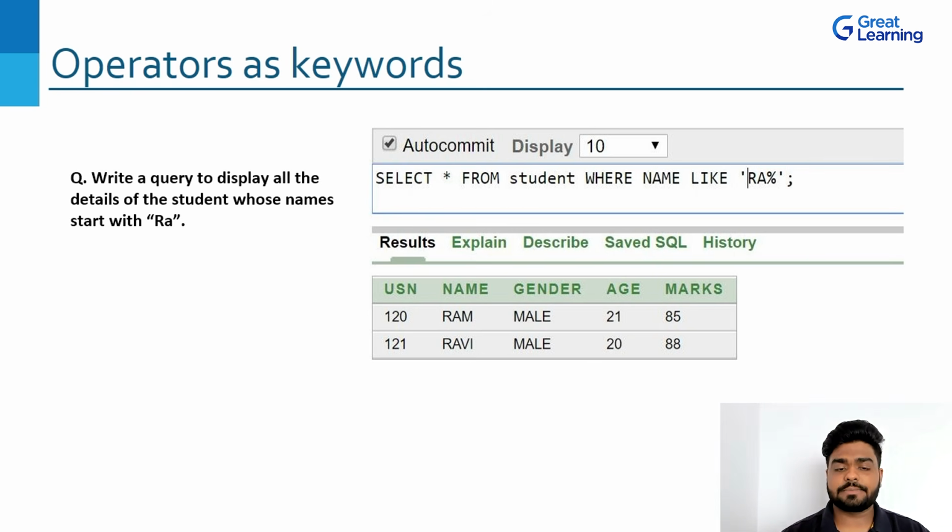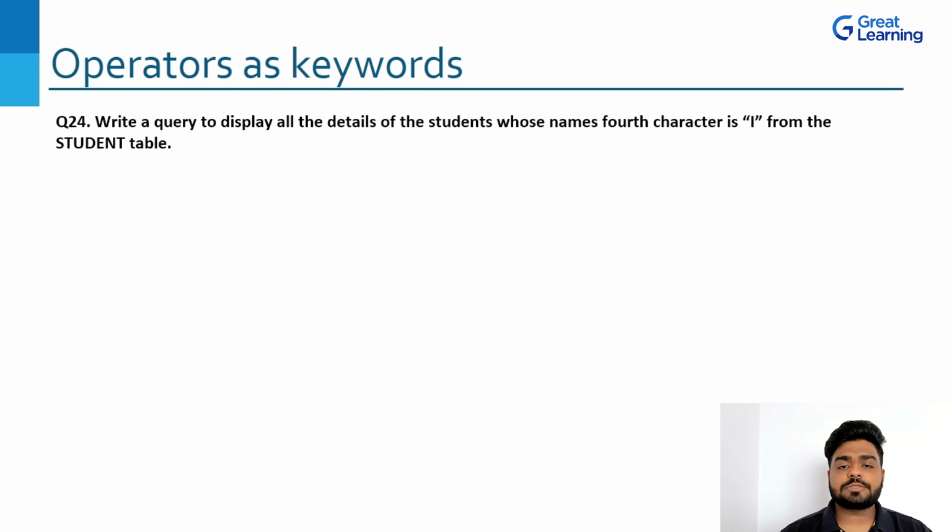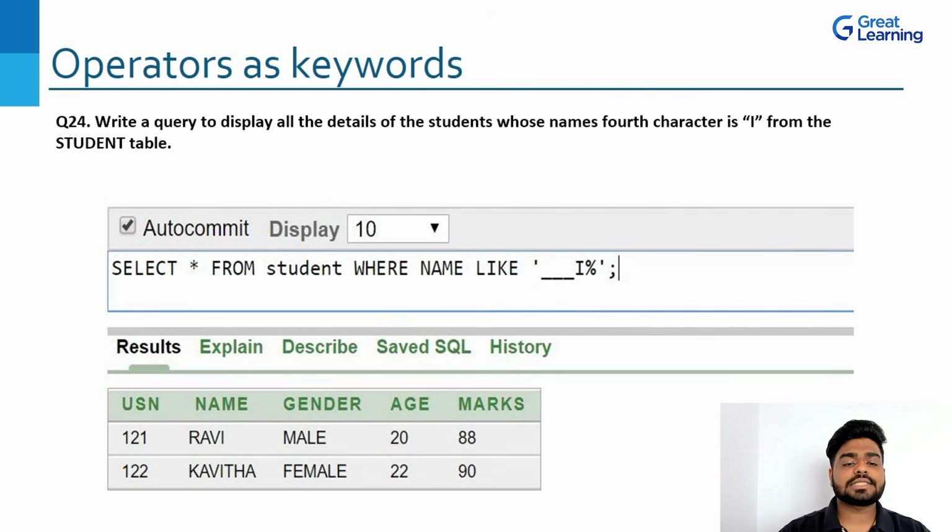Write a query to display all the details of the students from the student table whose name's 4th character is I. Only 1 character we need to match, so we need to use underscore. So select star from student where name like. Now we need to account for the previous characters, but we know the 4th character is I, so we'll use 3 underscores and then an I.